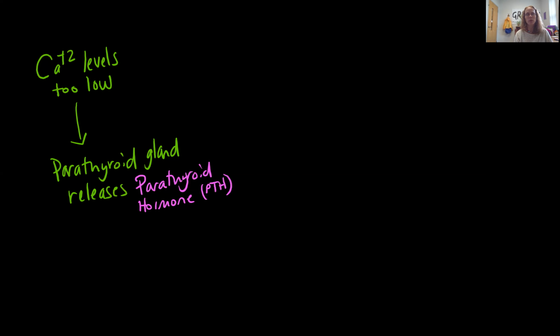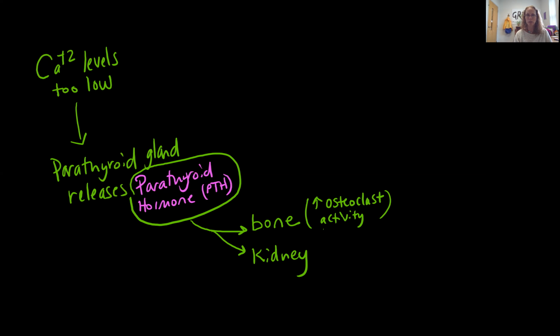Now all hormones, for the most part, are assigned an abbreviation as well as a full name. So go ahead and start memorizing that PTH stands for parathyroid hormone. Now this hormone is going to talk to both our bone and our kidney. At our bone, it's going to talk to those osteoclasts. It's going to increase osteoclast activity. Remember, osteoclasts have the job of osteolysis, which means to break down that bony matrix. When you break down that bony matrix, the calcium is released into the blood for the other cells to use.